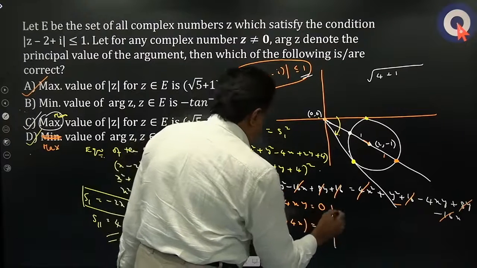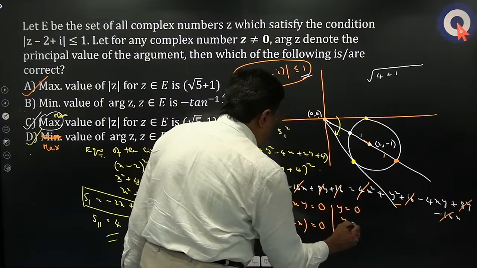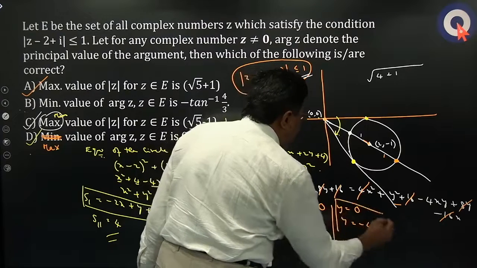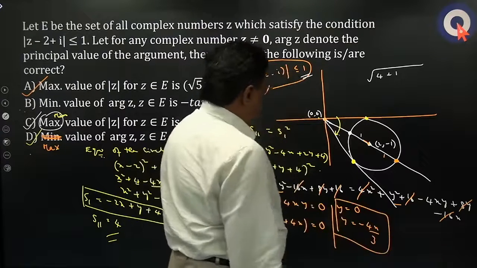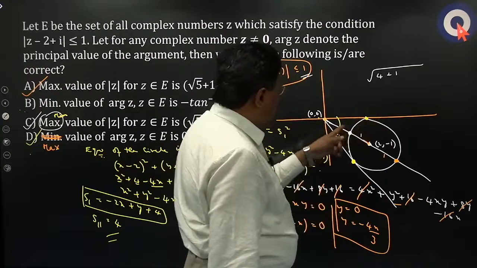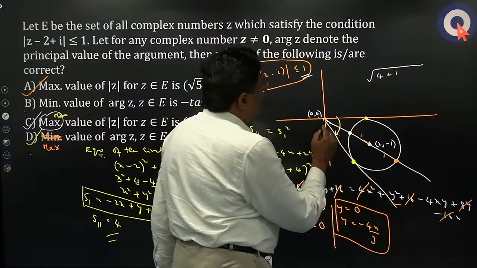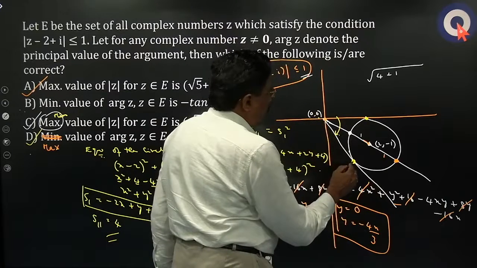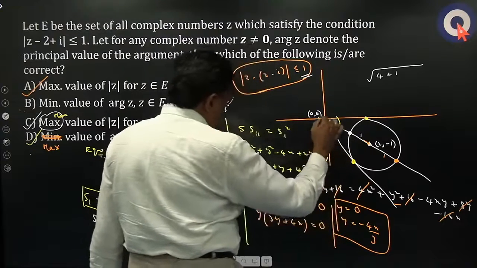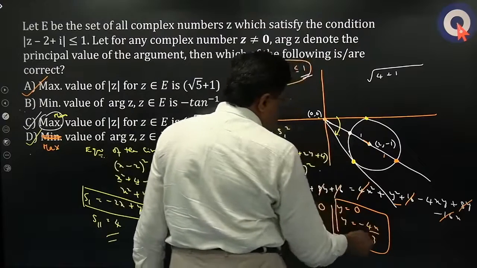So out of this, y is equal to 0 is one tangent and y is equal to minus 4x by 3 is another tangent. You can see here y is equal to 0, of course the x-axis, is one tangent and y is equal to minus 4x by 3, that is this line, and therefore the minimum value of the argument is the slope of this line. Basically the slope of this line is minus 4 by 3.